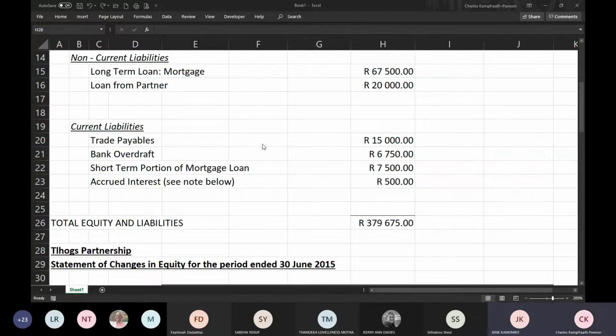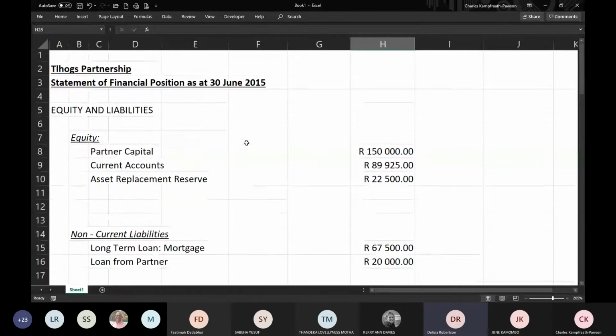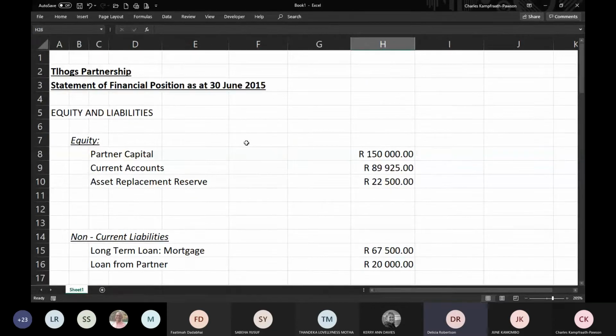Charles? Yes. Can you scroll up for me, please, so that I can have a look at the equity? I'm just busy writing that down. Thank you. Guys, 100%. Just on that, I will be sharing the solutions on the WhatsApp group.